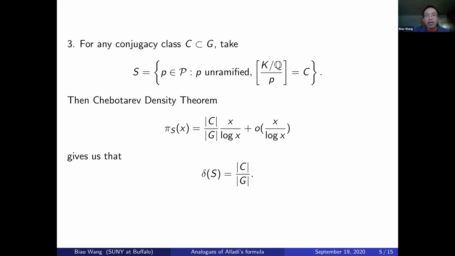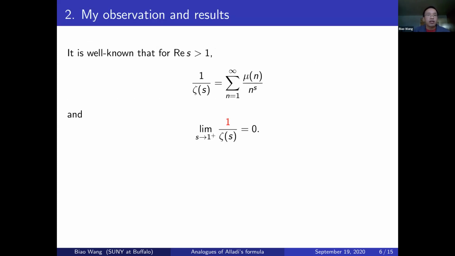Now, my goal is to generalize all those results in a different way. So here, let's look at some basic observations. First, we know that the Dirichlet series of the Mobius function is the reciprocal of the Riemann zeta function, and the limit of this reciprocal as s goes to 1 from the right side is just 0. So we know this is the prime number theorem.